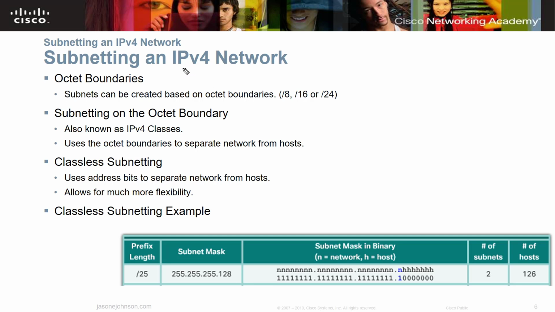So with the v4 subnet, we have what we call octet boundaries, and if you remember, if we look down here at the bottom, if you've been learning this material, we have 4 octets of 1s and 0s, which make up our IP address and our subnet mask. And so what we do is we subnet on what we call the octet boundary. It's also called IPv4 classes. We don't really use classes anymore, the A, B, C, D, and E.